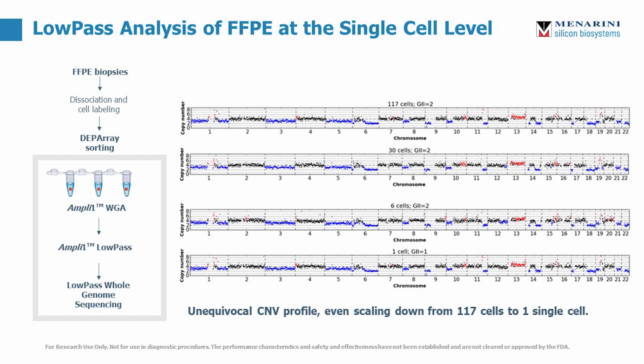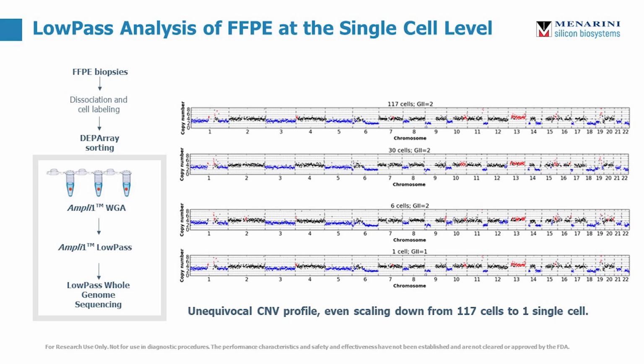And what we found is that when we looked at a range of numbers of cells from 117 down all the way to 1, using this methodology and doing FFPE analysis on single cells is absolutely possible, as the CNV profile in this sample did not change irrespective of the number of cells that we were looking for in this analysis. The CNV profile for 117 cells is the same for 30, for 6, and for just a single cell out of this FFPE specimen. So we have really tremendous and unparalleled ability to get genetic information out of FFPE specimens.